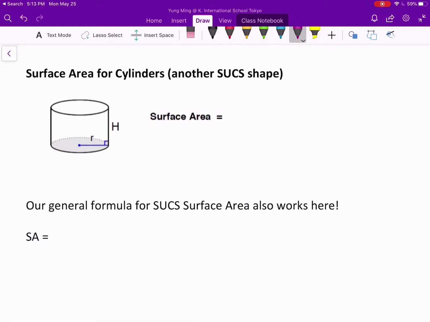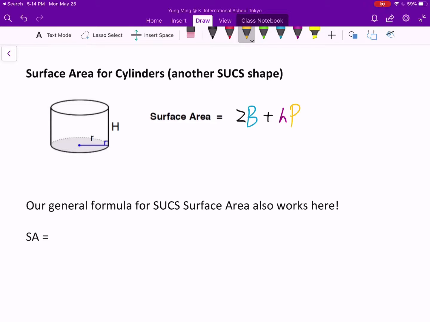Today we're going to talk about surface area for cylinders. This is actually another SUCS shape, because in this case I have a circle on the bottom, and I keep going circle for every single level. And then at the top, at the end, I still have a circle. So that's why we call it SUCS as well. So now we're going to find out the surface area for this. Actually, our general formula for SUCS also works here. So we can copy the whole thing down over here. Except in this case, our B, P, and h actually mean specific things.